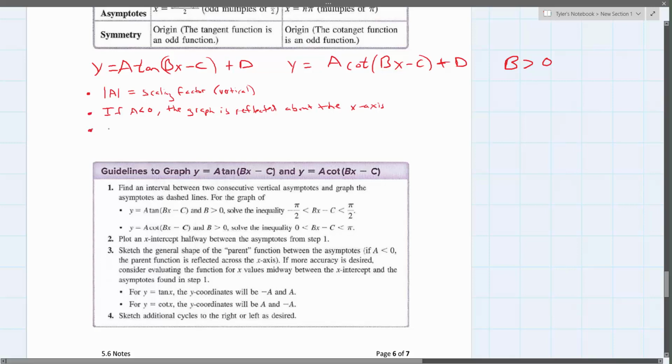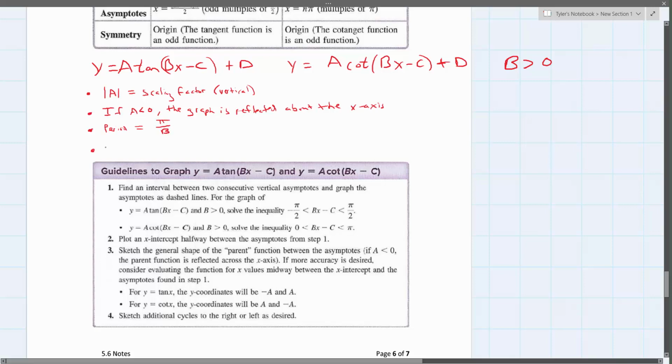right? And then to tell the period, so remember the period for sine and cosine and secant and cosecant is 2 pi, so we would take 2 pi divided by b. But in our case of tangent and cotangent, the general period is actually pi, right? So the period for these, tangent and cotangent, we're going to find by taking pi divided by b.